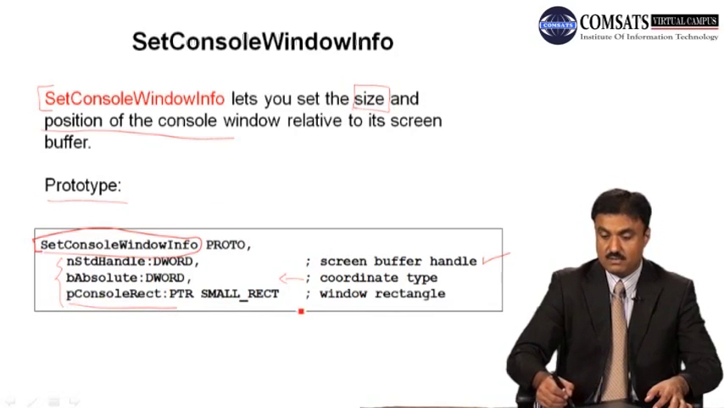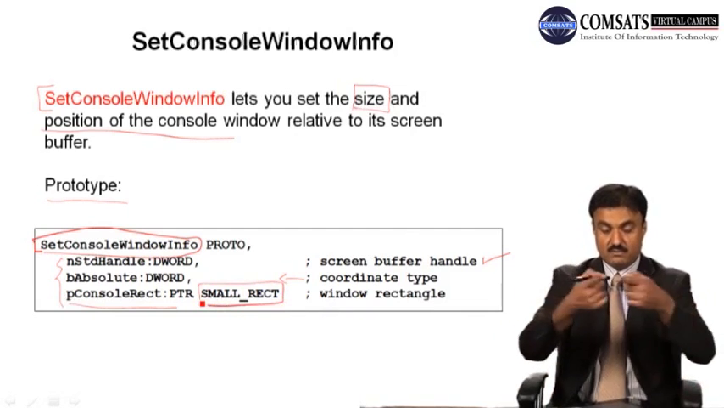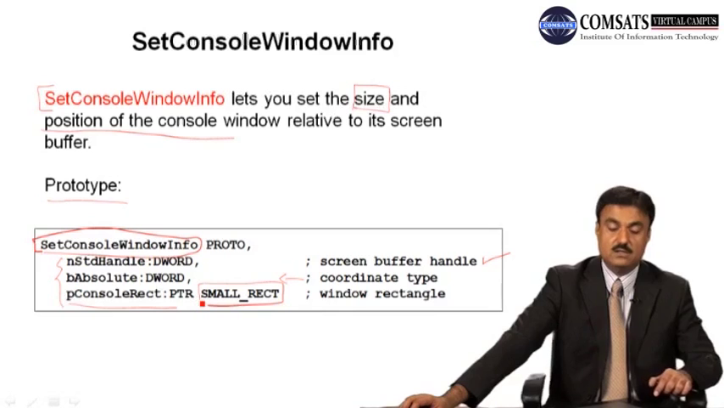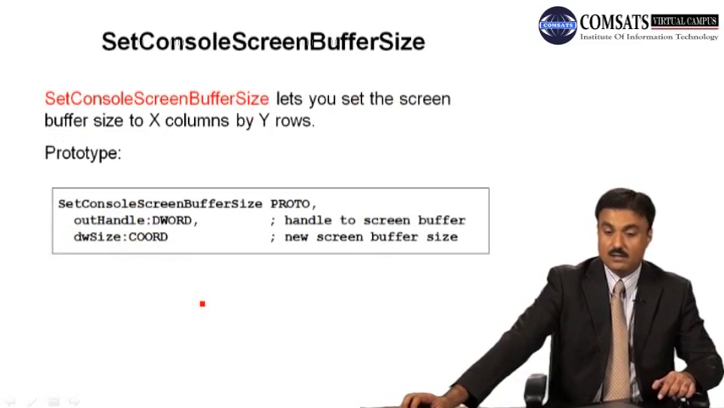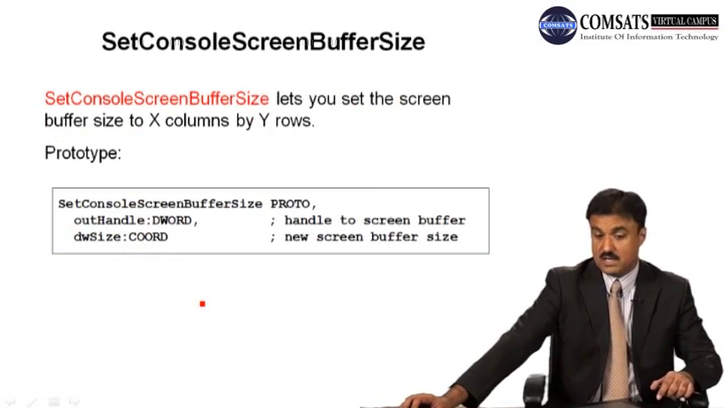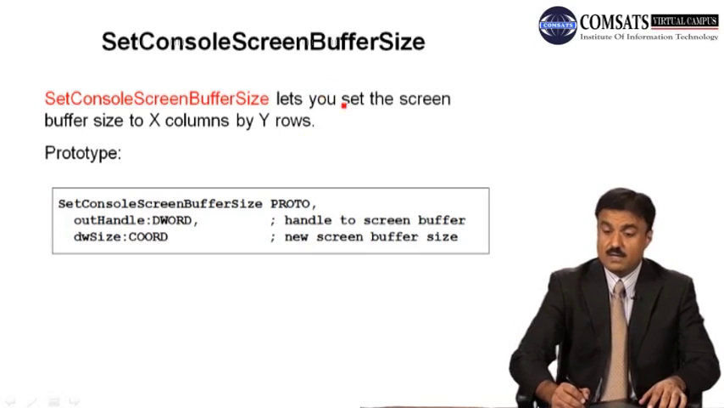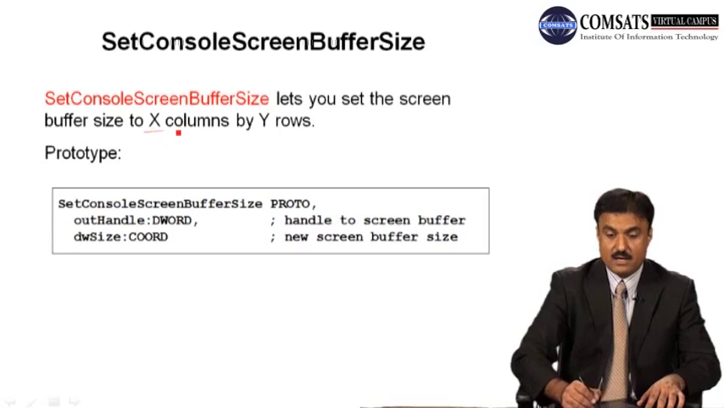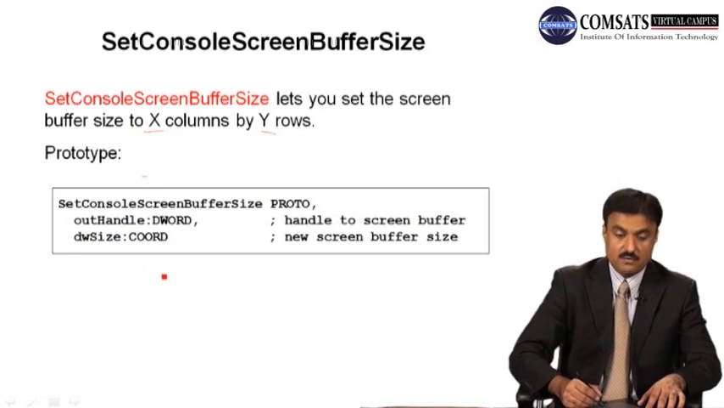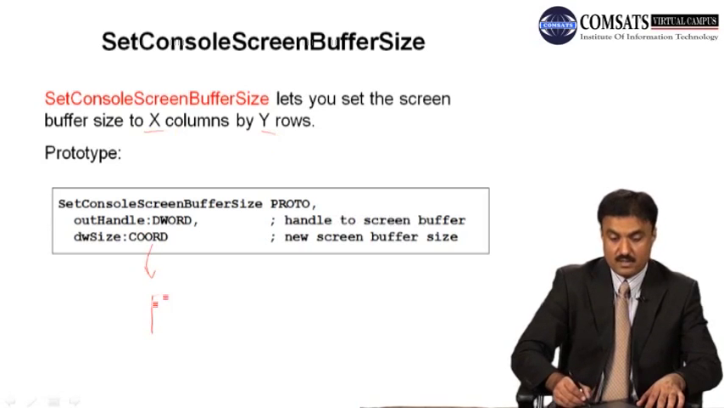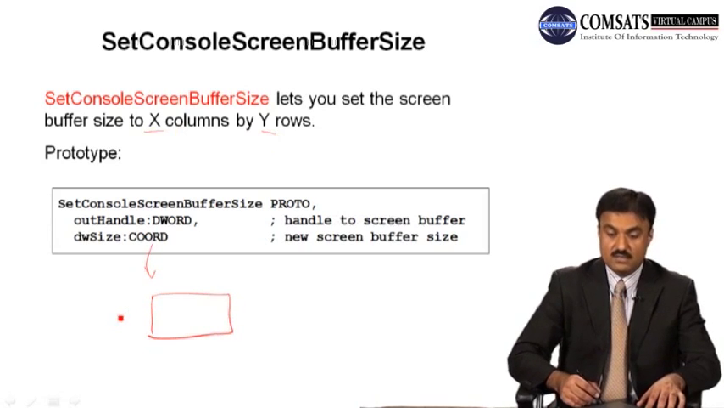Then we have the coordinate type, what you want to use. The second one is the window rectangle. So we have the small rectangle structure that will be used to set the area or the size of the window. Then the third one is the set console screen buffer size. It will give you the flexibility. You can set the screen buffer size to X columns and Y rows, how many columns you want to use in the screen buffer size and so on.